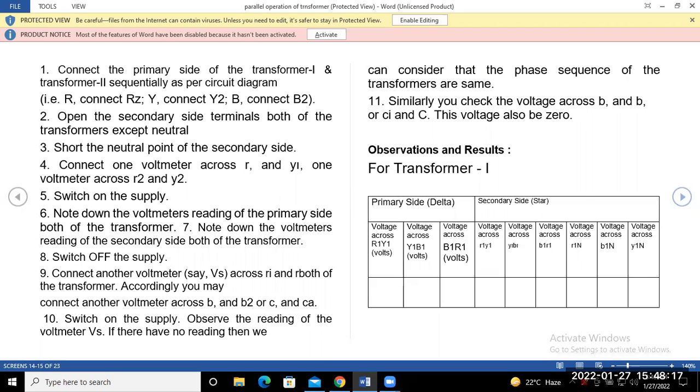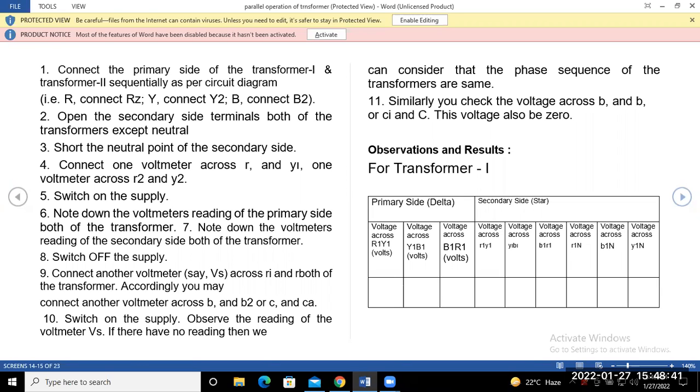What is the general procedure of performing any experiment? Can you explain, or discuss particularly this experiment, that is parallel operation of two transformers? What is the general procedure? First of all, for any experiment, you have to connect according to the circuit diagram, is it not?